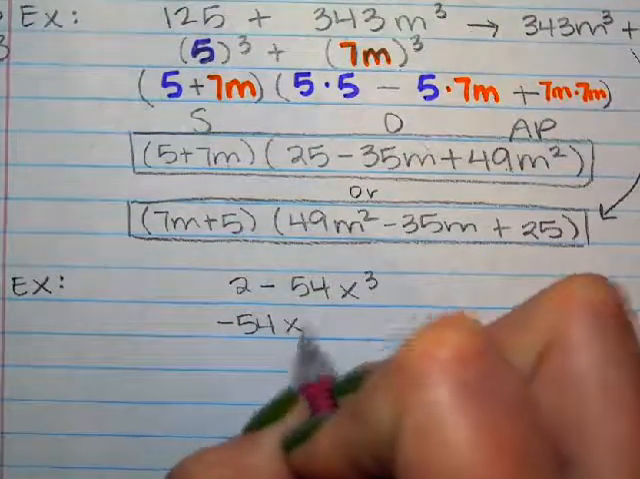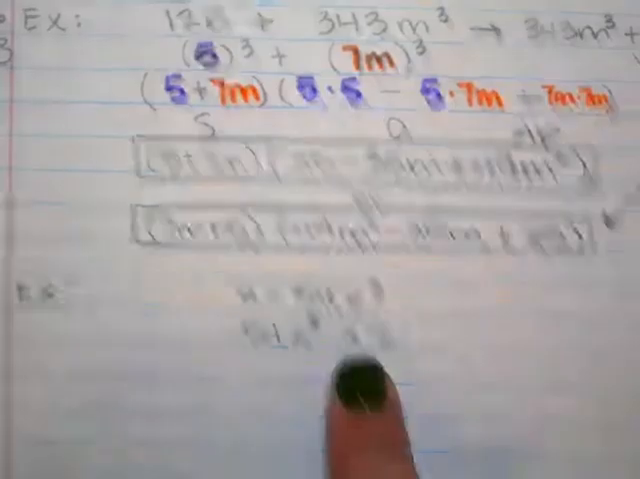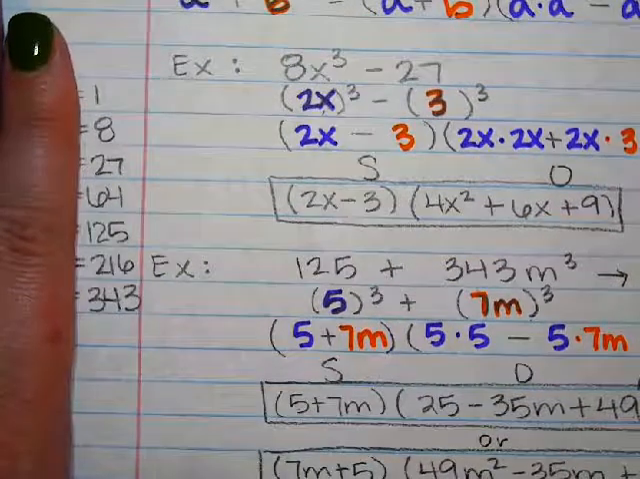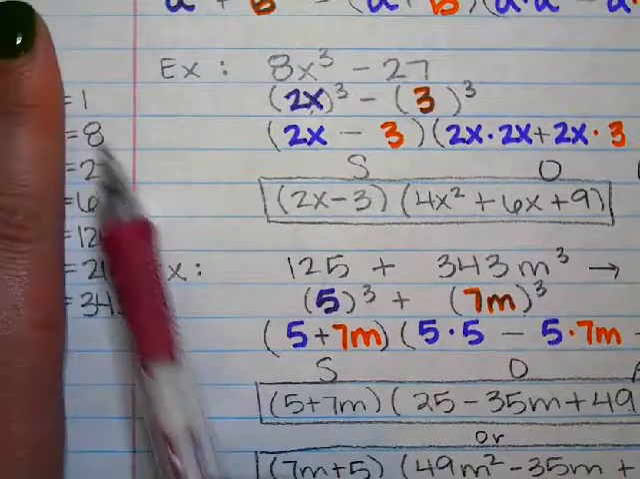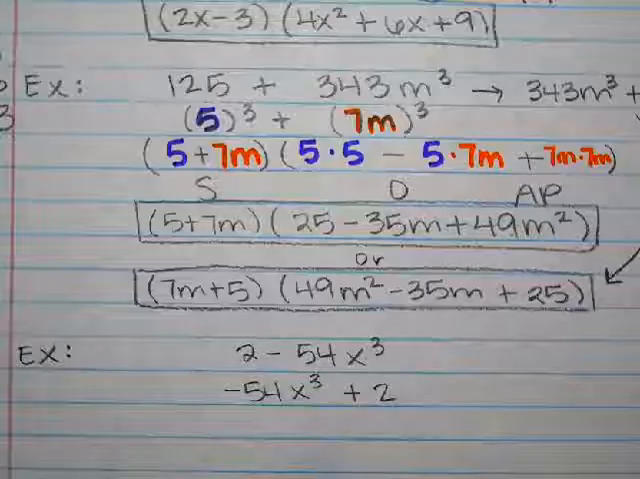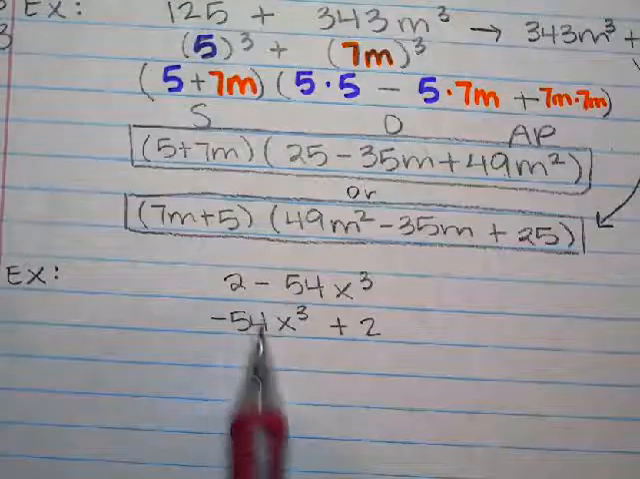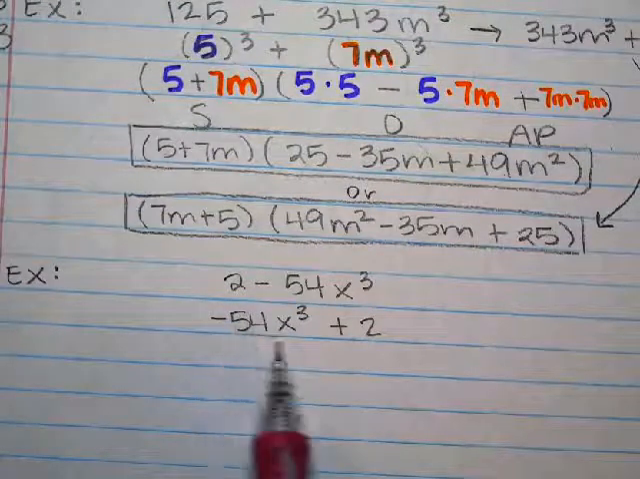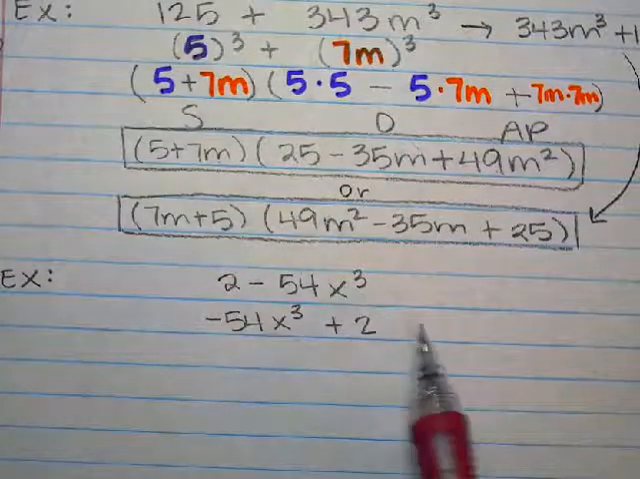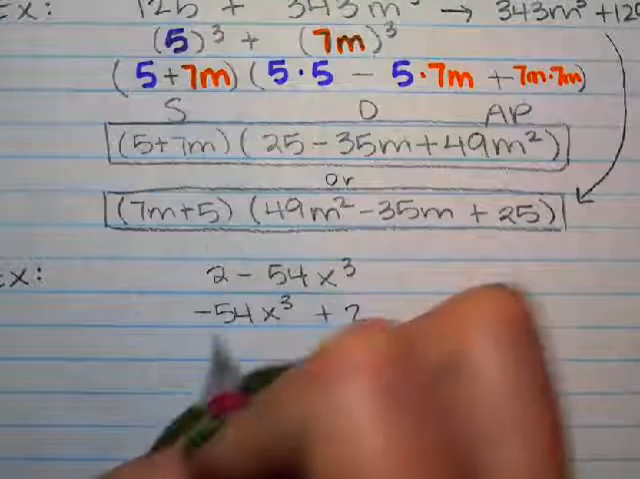Now, if you look at these two numbers, 54 and 2 are not on the list. 2 is over here, but 2 is not listed as a perfect cube. Neither is 54, which means this is a GCF problem. And anytime your leading coefficient in front of the first term is negative, that means that your GCF is negative. You need to take a negative out. So I'm going to take a GCF of negative 2 out of the problem.